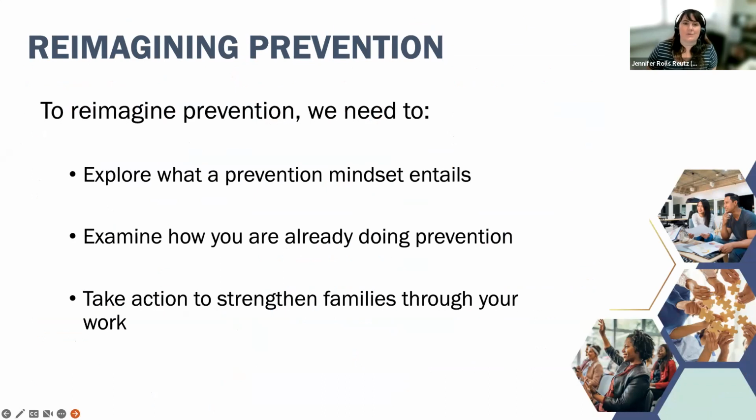So if we want to reimagine prevention and move our work more towards primary prevention, we first need to look at what you are already doing, but we have to think about what is involved in shifting our mindset and shifting ourselves away from, for example, strictly doing tertiary to moving more upstream. We need to think about how you're already doing prevention and how you can make small tweaks to what you're doing to shift upstream. And then also to think about how, regardless of what level of prevention you're doing, you can take action to strengthen families in your work and every family that you come in contact with, regardless of where they are in the system.